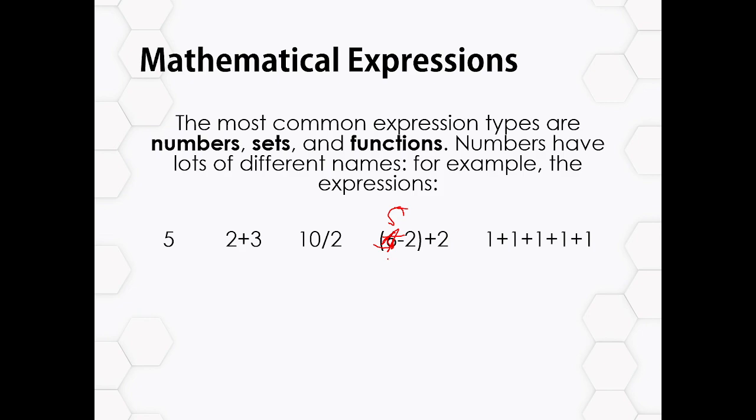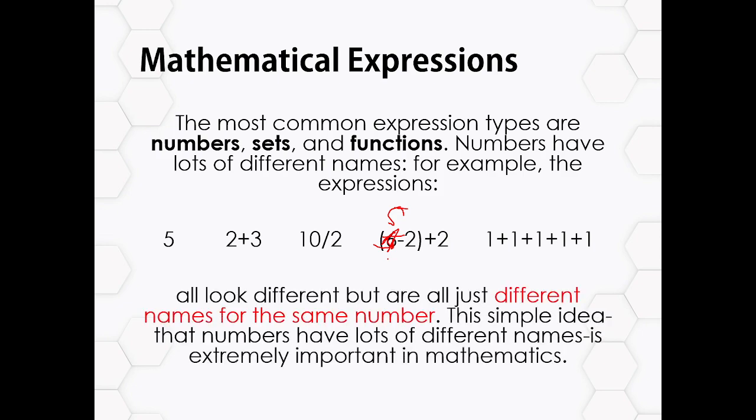Pero, take note na itong 5 expressions na ito, ang ibig sabihin lahat niyan ay 5. Lahat ay nagmumukha or everything looks different. Mukhang magkakaiba di ba? Pero in reality, those are all just different names for the same number. Lahat yan is expressed as 5. Every expression that we have is an expression of the number 5. This simple idea that numbers have a lot of different names is extremely important in mathematics. Sa mathematics lang po yan na yung isang expression or isang number can be expressed in different forms, in different ways.